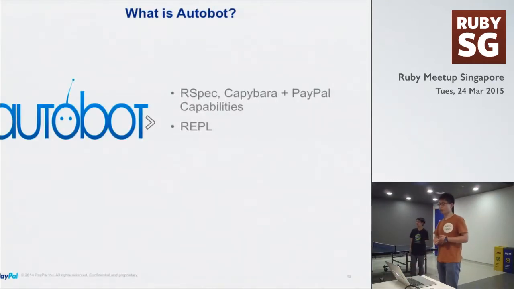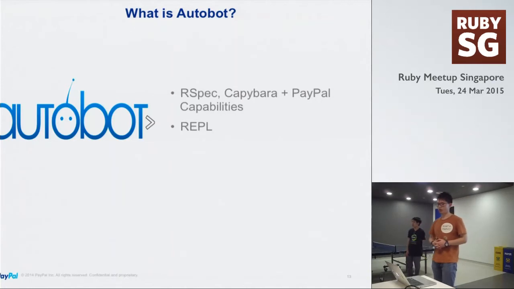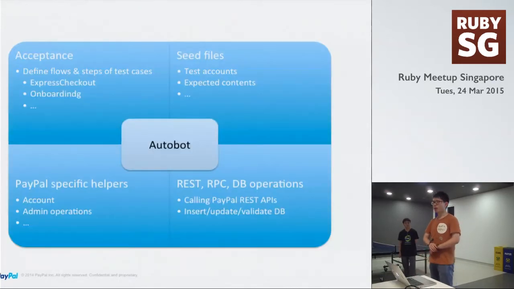Okay, so then we created this thing called Autobot. So what is Autobot? It's basically RSpec with Capybara plus PayPal capabilities, and it's also REPL, so it's very easy to create new test cases and debug test cases with our Autobot framework. So Autobot basically has four parts.